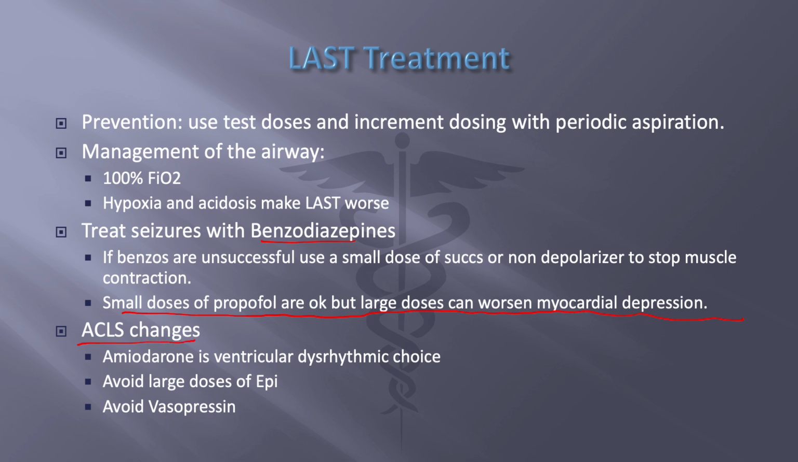And then ACLS changes. We're going to use amiodarone as a ventricular dysrhythmia choice. We don't want to use lidocaine, obviously. We're going to avoid large doses of epinephrine and avoid vasopressin if we can.